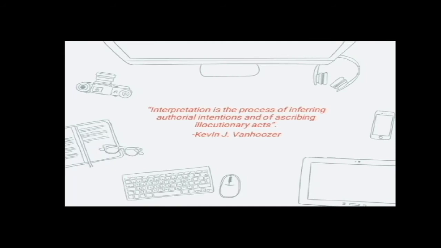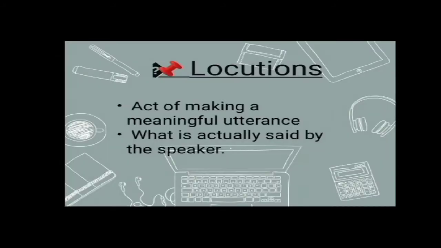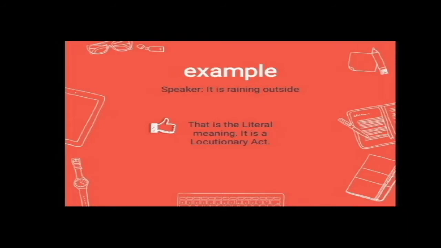According to Kevin J. Vanhoozer, interpretation is the process of inferring authorial intentions and of ascribing illocutionary acts. Here are the types of speech acts, the locutions and the illocutions. Locutions, the act of making a meaningful utterance or what is actually said by the speaker. It is the basic utterance producing a meaningful linguistic expression. For an example, it is raining outside. That is the literal meaning and it is a locutionary act.